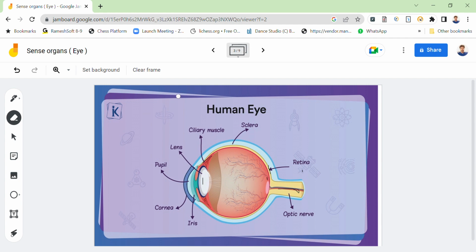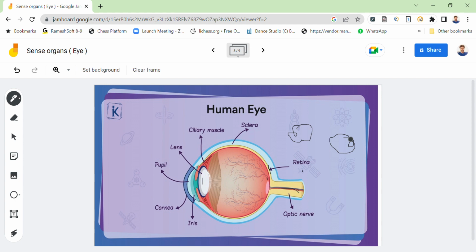For example, if we saw this thing, the lens takes it upside down, like reverse. That's the job of the lens.